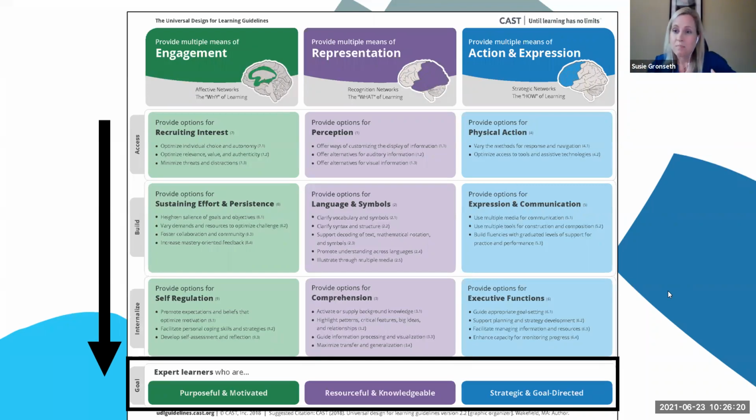And at the very bottom of the framework, you see a goal level. So what we're trying to do as designers, as instructors, we're trying to equip our learners to develop learning expertise. And so that they are purposeful, motivated, resourceful and knowledgeable. They know where to look for the resources and tools that are going to help them to be successful. And they're strategic and goal directed. So they've taken over those goals and they're applying strategies effectively to help them achieve those goals. Okay.